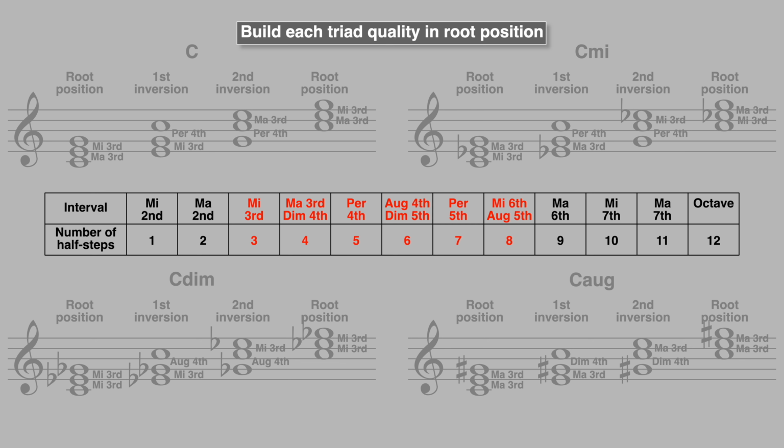In this context, we will only deal with the marked intervals. Notice the number of half steps regarding these intervals. We will build the triads from the root note F, so the four chords will be F major, F minor, F diminished, and F augmented.